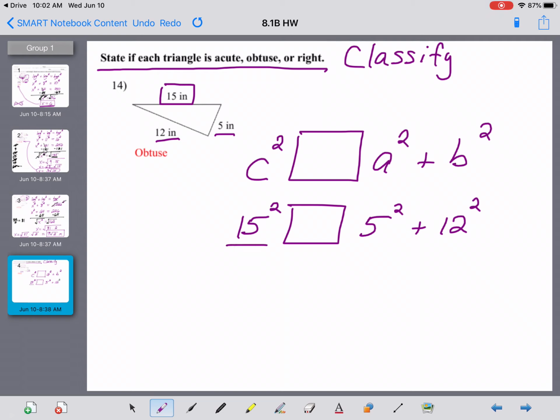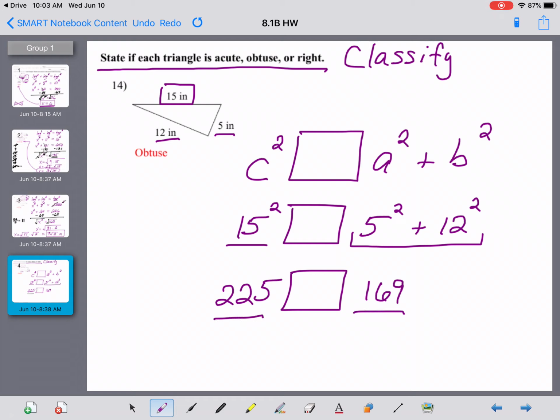On the left side, 15 squared is going to be 225. Compared to, now this, you can go ahead and put all of that in your calculator at once. 5 squared plus 12 squared is going to get you, if I'm not mistaken, 169. Let me double check that. I would hate to lie to you guys. Yeah, 169 is right.